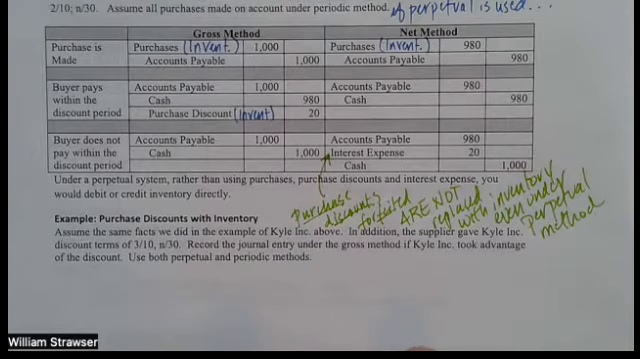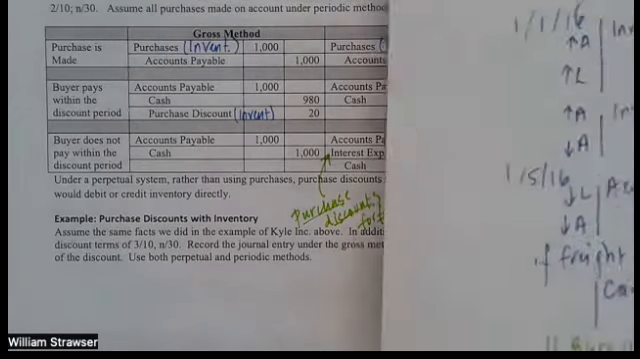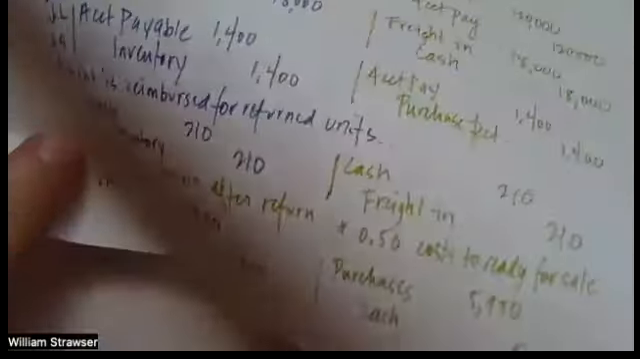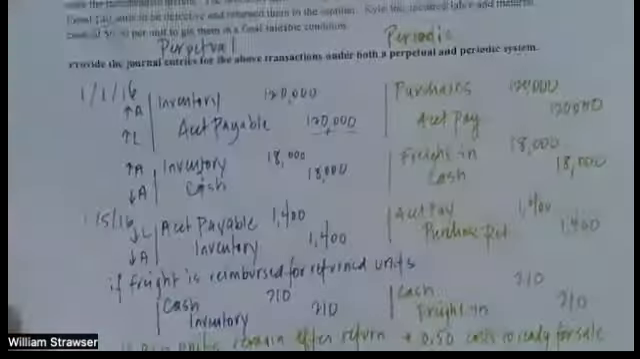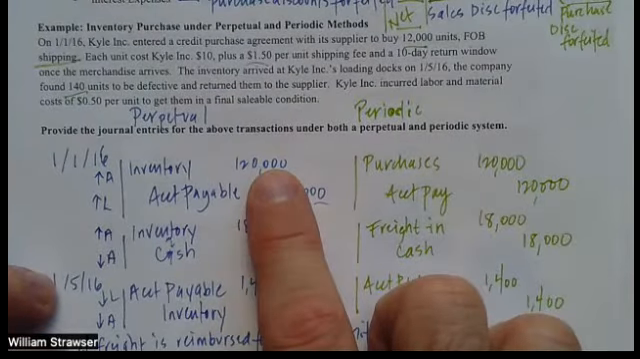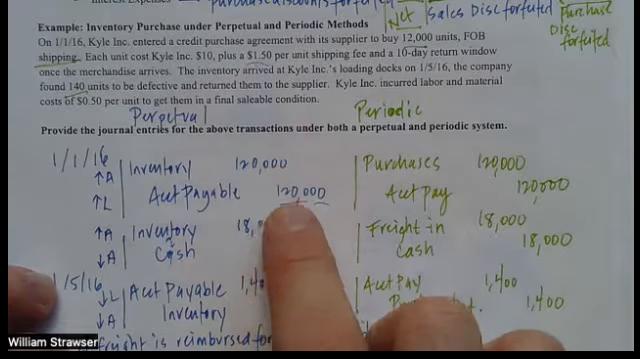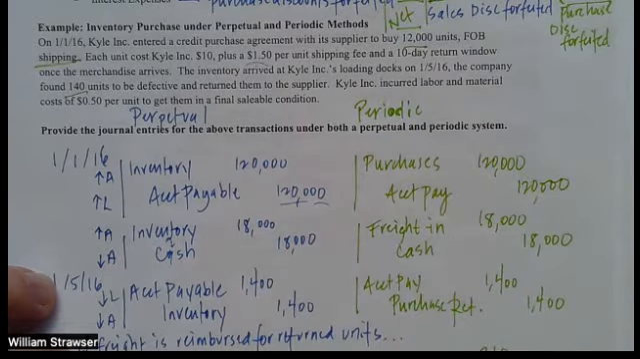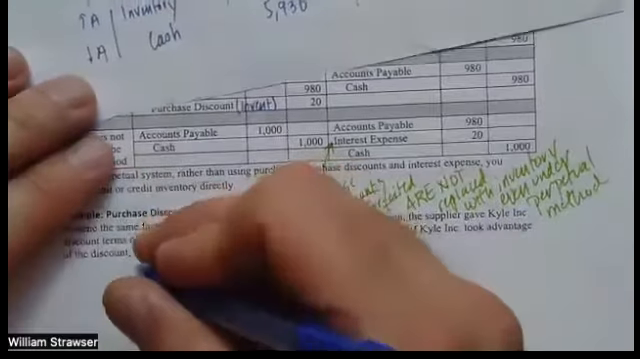So let's look at the example. It says record the journal entry under the gross method if Kyle took advantage of the discount under both periodic and perpetual methods. So we have discount terms 3, 10, and 30. We bought inventory. We're just going to apply the discount accounting to the invoice price, not to the freight. So we got a 3% discount on $120,000, which comes to $3,600.